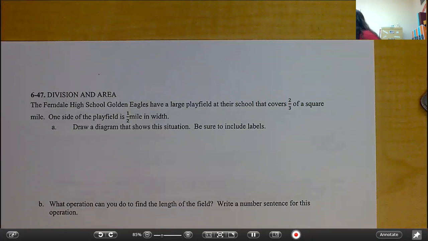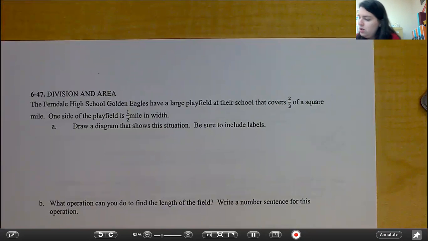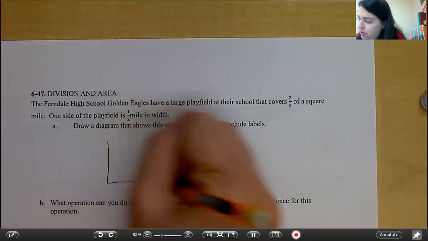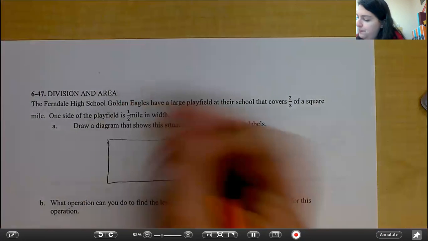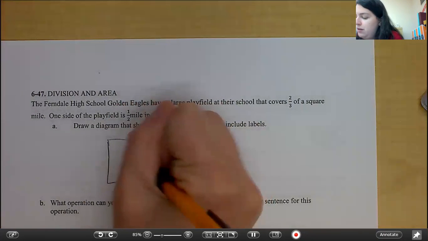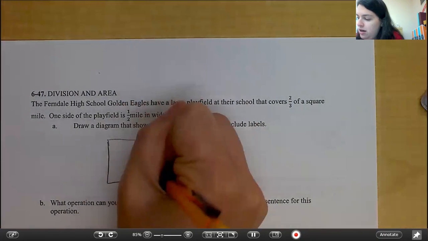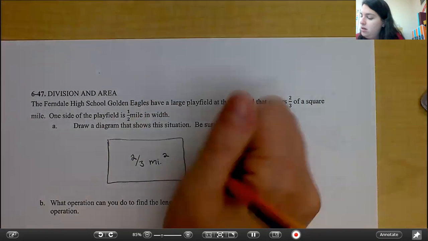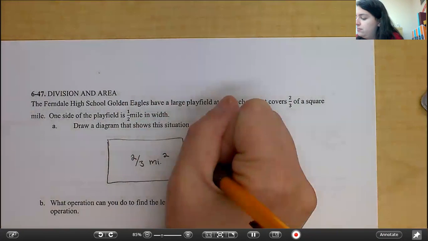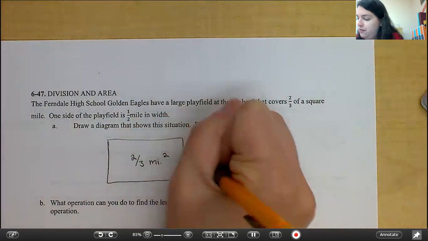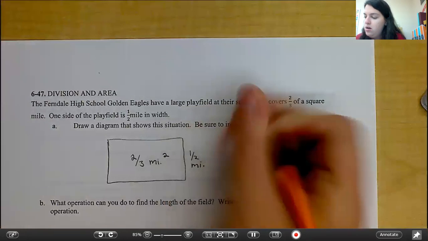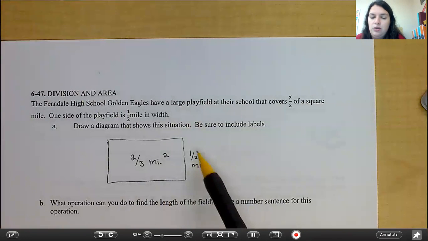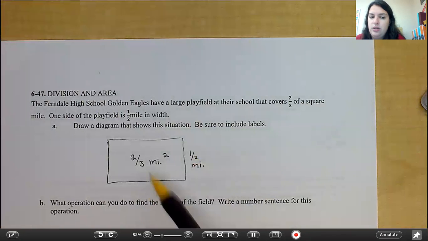So we know, let me turn my page, and I'm going to kind of help us through this. So we know here's the play field. We know that the whole play field is 2/3 of a square mile. That's the area. We know the width of this field is 1/2 mile. So to figure out the area, we want to do 1/2 times what is going to give us 2/3 square miles.